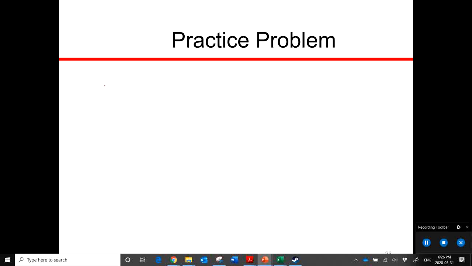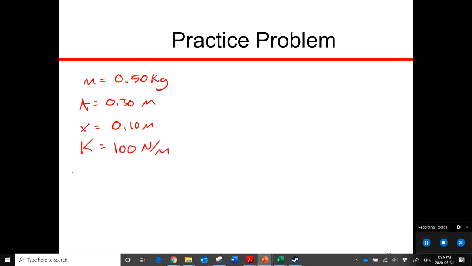Okay, so to solve this one, the one thing we know is that the energy is conserved within a spring system. Okay, so first let me just write down my variables here. So we had a 1/2 kilogram mass. The amplitude of our system, so the farthest it was stretched, was 0.3 meters. The position we're trying to examine, the final position, is 0.1 meters from the equilibrium point. We had our K is 100 newtons per meter. And we're looking for the velocity.